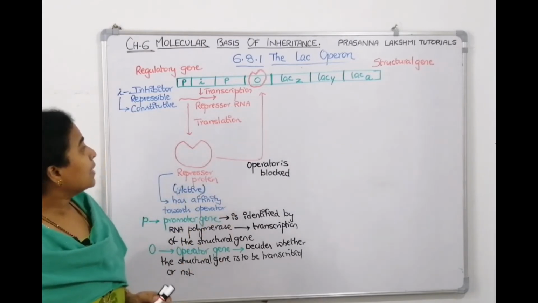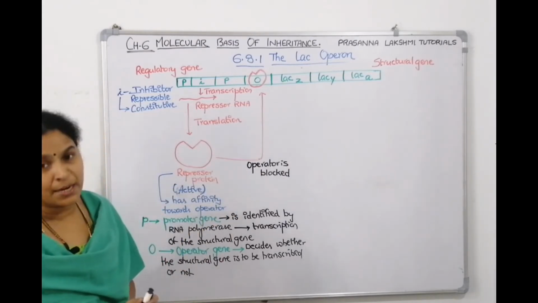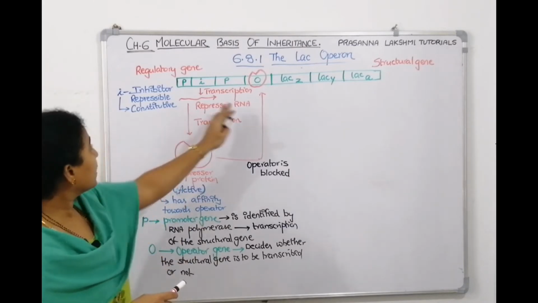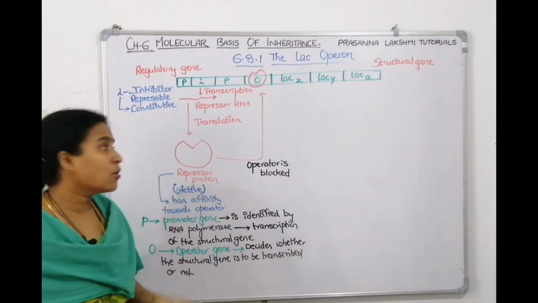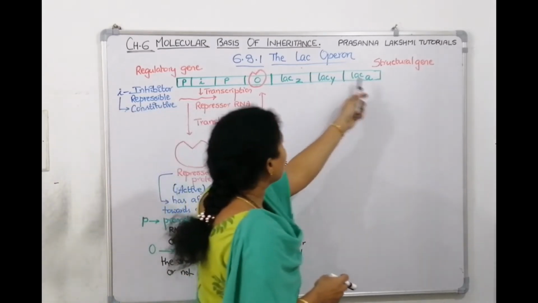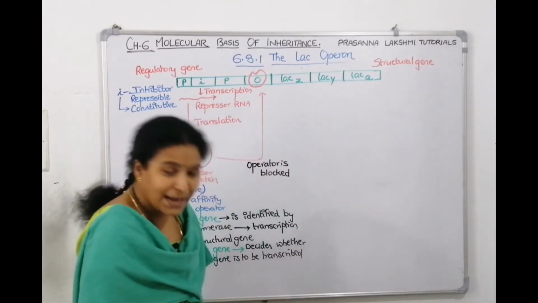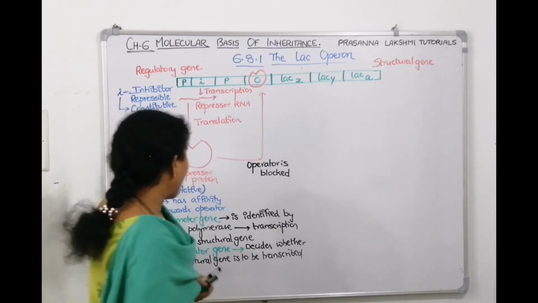Understood? Now, let's talk about the structural genes also. We finished the regulatory genes. The regulatory genes are 3: I, P, O. The structural genes are also 3 for the Lac Operon: Z, Y, A. Now let's talk about what is Lac Z, what is Lac Y, and what is Lac A.